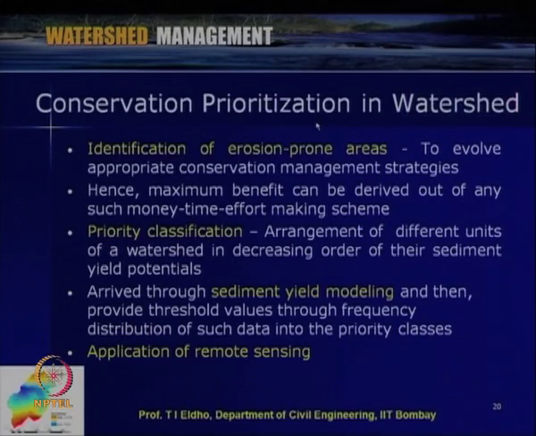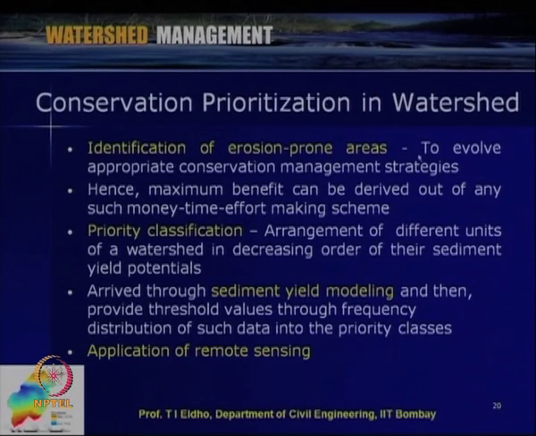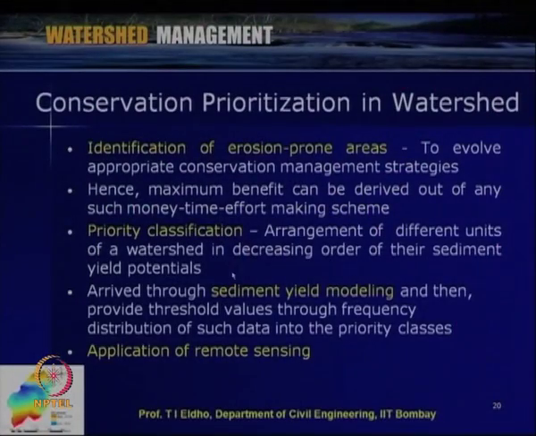Then another area is conservation prioritization in watershed. So identification of erosion prone areas helps to evolve appropriate conservation management strategies. Hence maximum benefit can be derived out of any such money or time effort making schemes. So we can prioritize which one is the first priority and which is the second, like that. So we can make a priority and then we can classify. So priority classification can be obtained using the remote sensing.